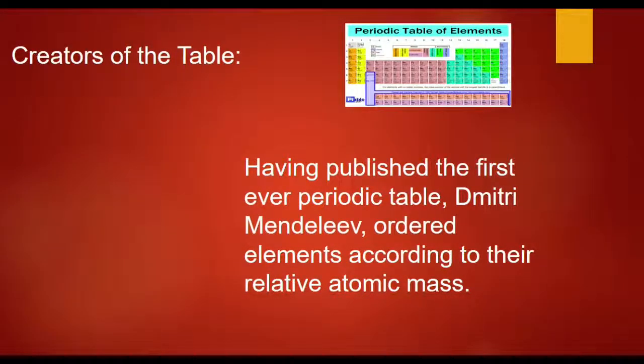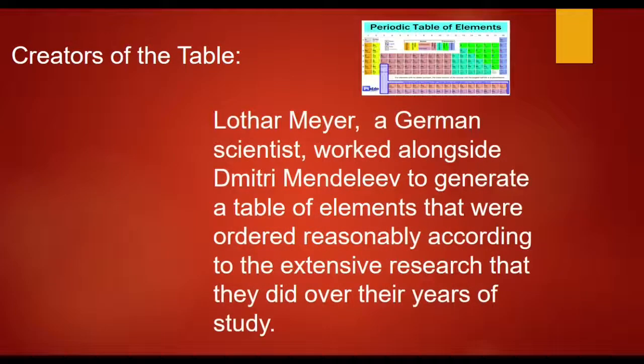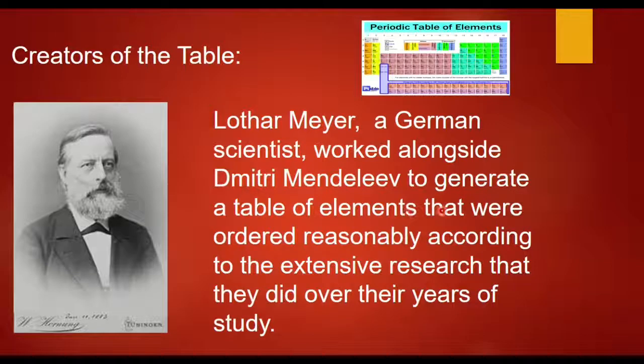Now to go over the creators of the table, we have Dmitry Mendeleev, who was a Russian scientist who published one of the first ever periodic tables. He ordered elements according to their relative atomic masses. Next, we have another contributor of the table by the name of Lothar Meyer. He was a German scientist who worked alongside Dmitry Mendeleev to generate a table of elements that were ordered reasonably according to the extensive research that they did over their years of study.